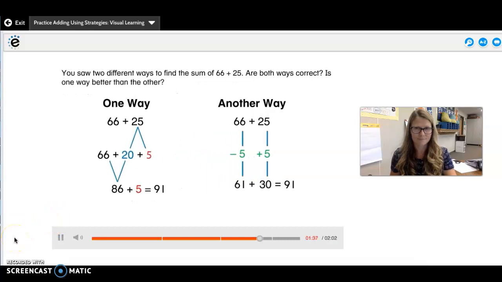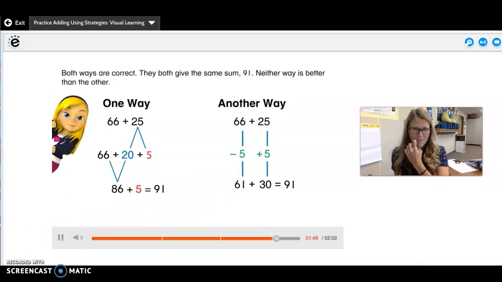You saw 2 different ways to find the sum of 66 plus 25. Are both ways correct? Is one way better than the other? Not necessarily, but one way may be easier in your head to understand and do. That's all you've got to remember. But again, try different strategies to see if you can figure them out. You might find a new strategy that you didn't even know you knew. Both ways are correct. They both give the same sum, 91. Neither way is better than the other.